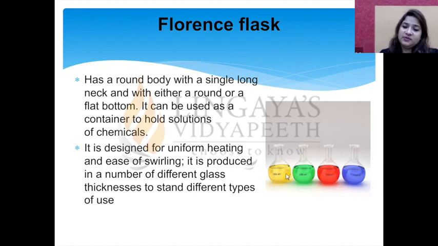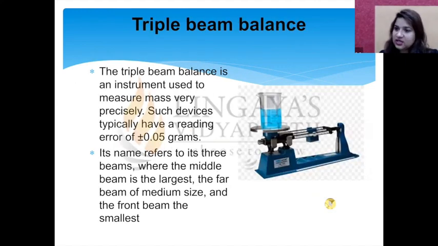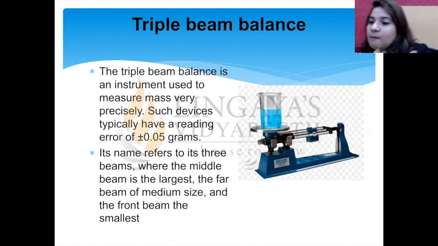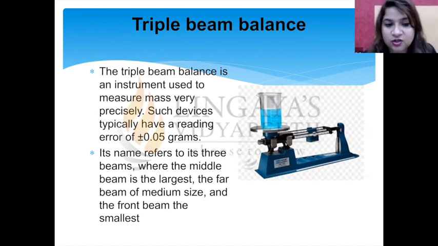Next is the triple beam balance. Different types of balances are also used in the laboratory for measuring the amount of solution or powder that is used. Depending upon the amount that has to be measured, different types of balances are used. The one you are seeing in this picture is the triple beam balance. It is used to measure mass very precisely.